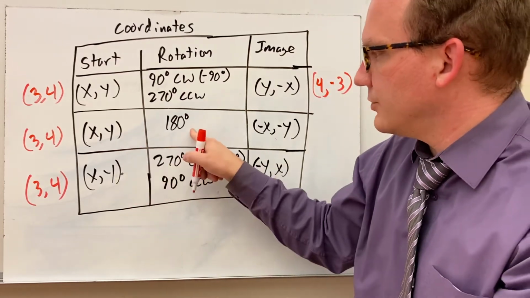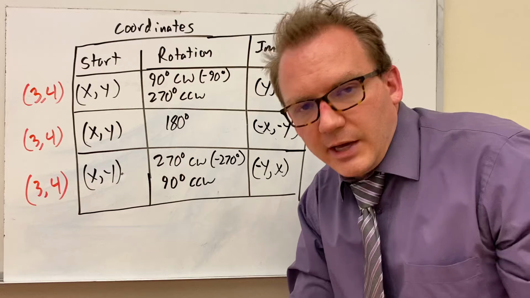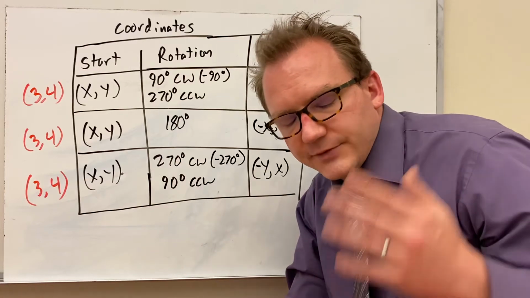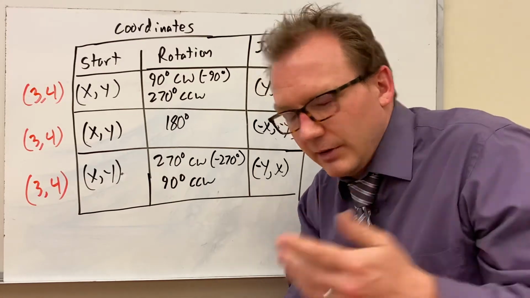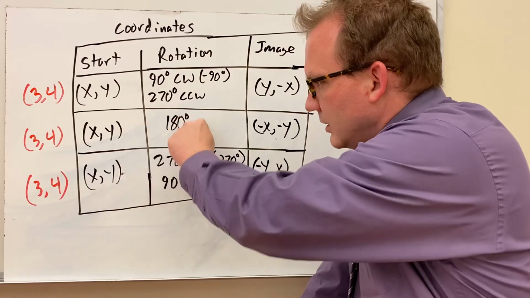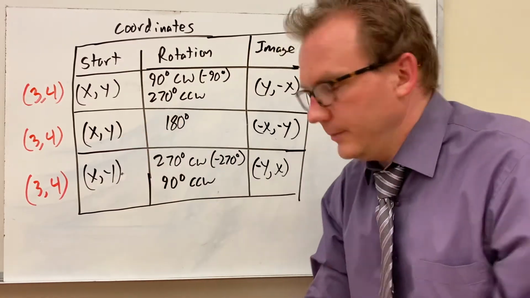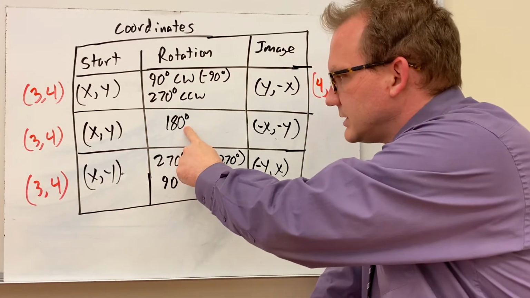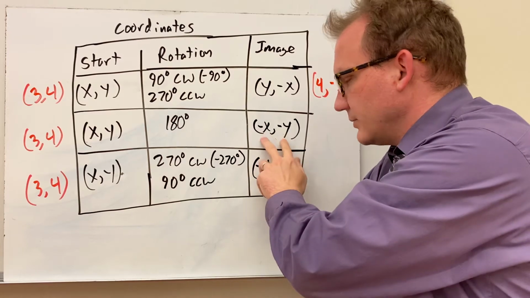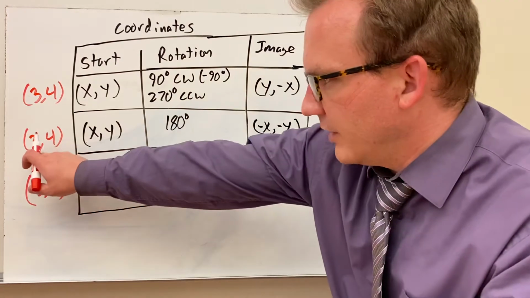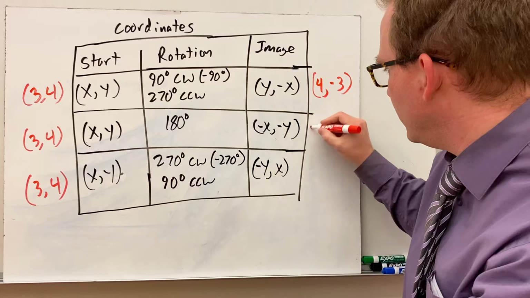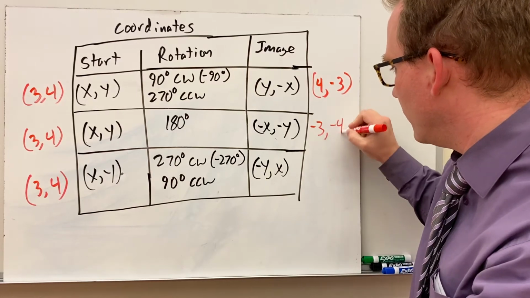For a 180 degree rotation, it doesn't matter if I go clockwise or counterclockwise. That's halfway around the circle. Whether I go this way or this way, I get there either way. So the 180 degrees is just negative x, negative y. So I keep them in the same order. So if my original point was 3, 4, it would be negative 3, negative 4.